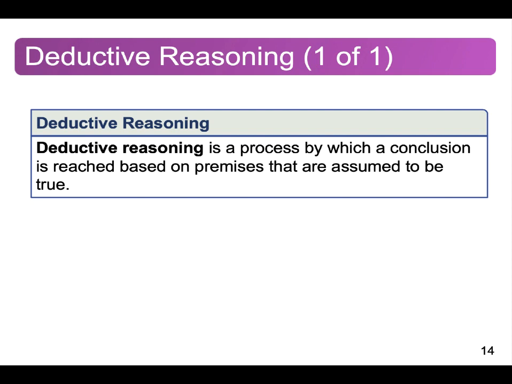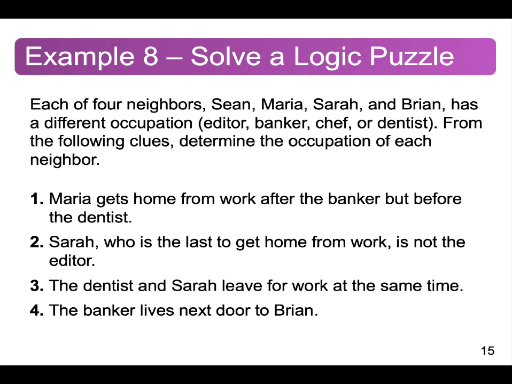Deductive reasoning is where you draw a conclusion reached based on premises that are assumed to be true. So we're going to take general statements and apply them to a specific case. Example 8 is an example of using deductive reasoning, where we're going to take a set of general statements and use that to apply to a specific case.